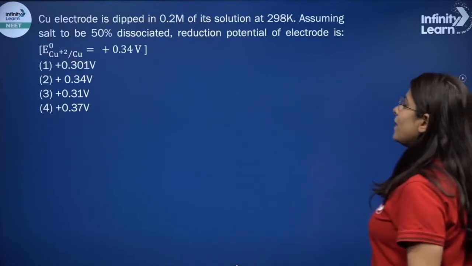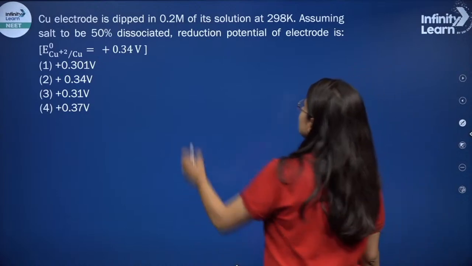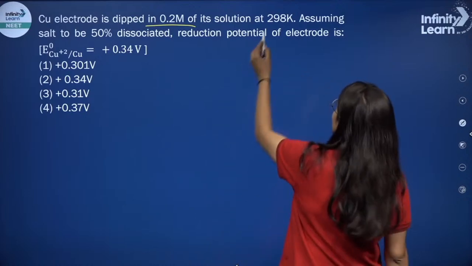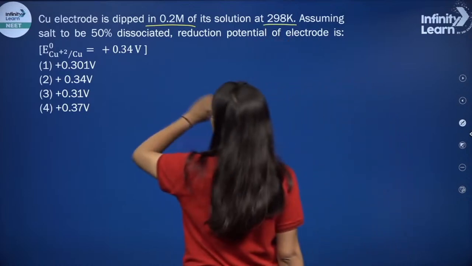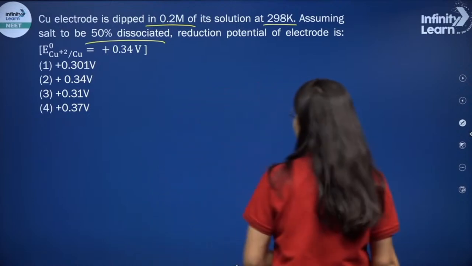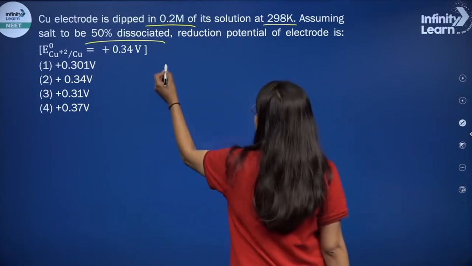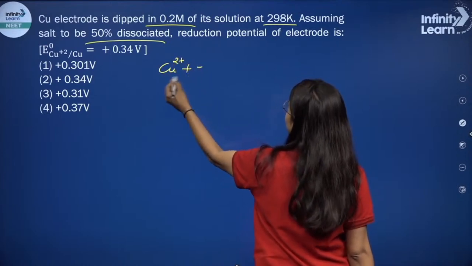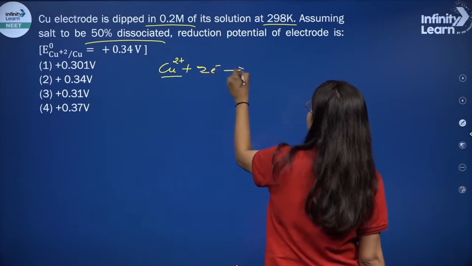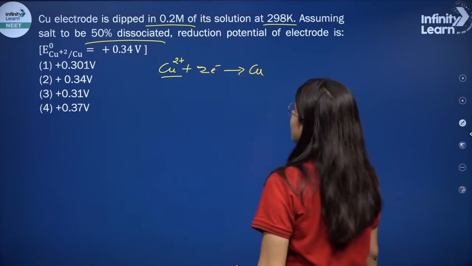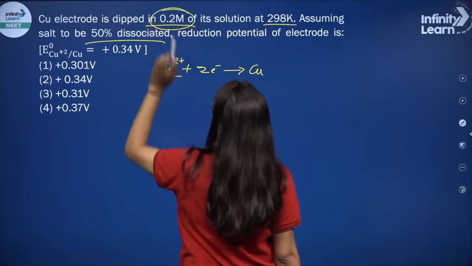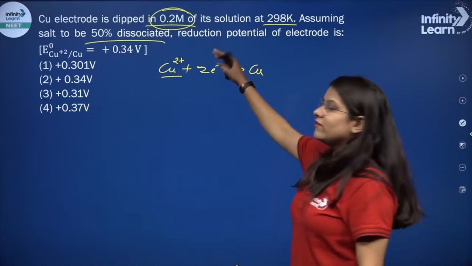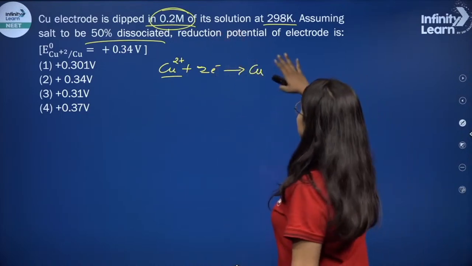Okay, next question. A copper electrode is dipped in 0.2 molar of its solution. So copper is dipped in its own solution at 298 Kelvin. Assuming that the salt is 50% dissociated, the reduction potential of the electrode is. So we are talking about the reduction, then Cu2 plus will give me what? Plus 2 electrons, it will form this. Now 0.2 molar is the initial concentration. Now the reaction is taking place 50%. So now what will be the concentration? 0.1.